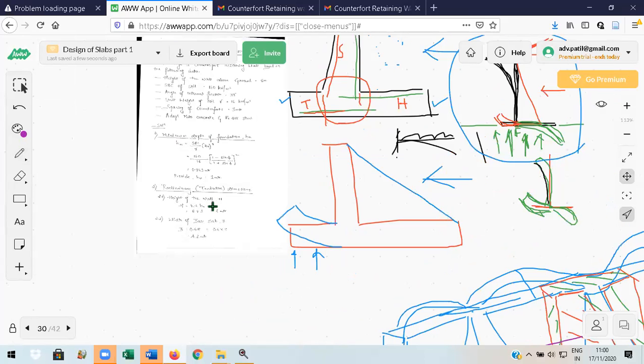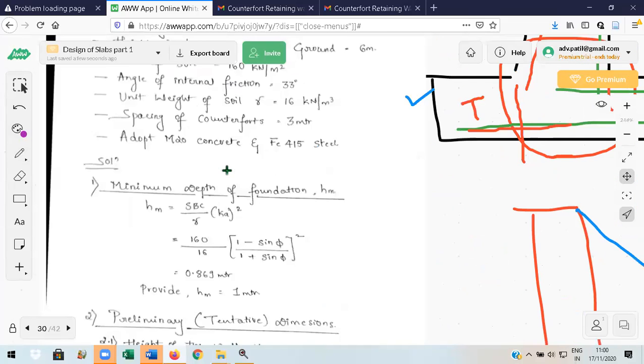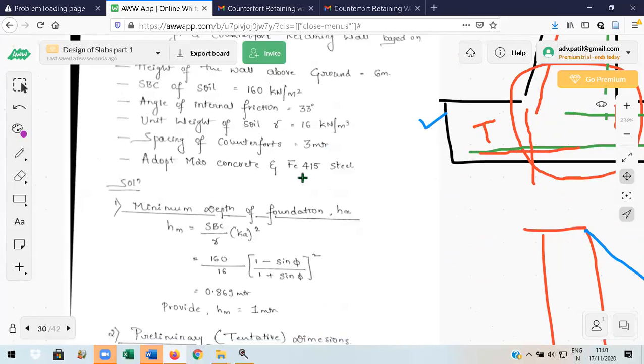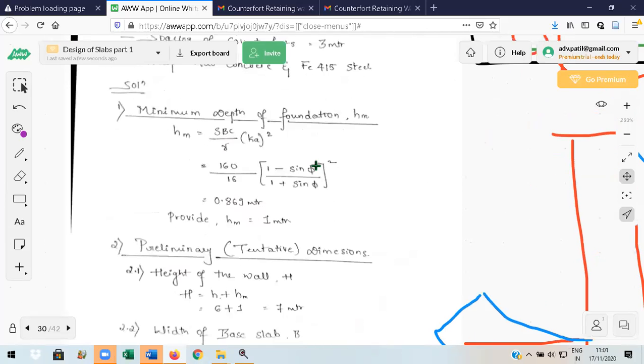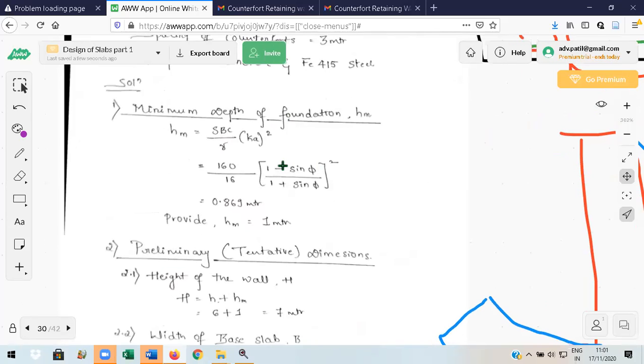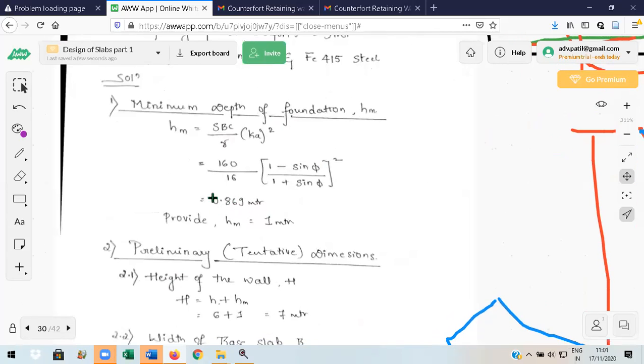Now that is given. Adopt M20 and Fe415. Still, in your question paper, it may be Fe500. You have to be careful about that. So find the minimum depth. Steps are like this. You calculate the depth of foundation because the earth is to be retained. See, from the available ground at the site, it is 6 meter. I have to go inside for hard strata. I have to take the heel and toe below the ground level. So the minimum depth of foundation is, let us say, 0.869, which is rounded off to 1 meter.